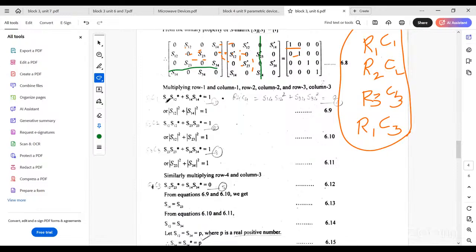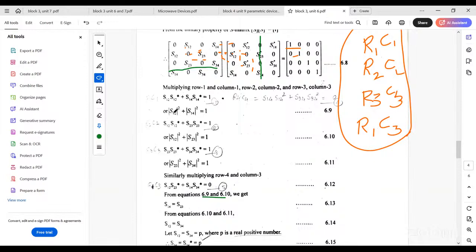In this, I am keeping S11 modulus square, plus S14 into S14, S14 modulus square. That is 6.9 we got. And next 6.10, cross check how we got 6.10 from the above equation R2C2: S12 square, S23 square. And next check 6.11. The same squares we did. From equation 6.9 and 6.10, just cross check 6.9 and 6.10.